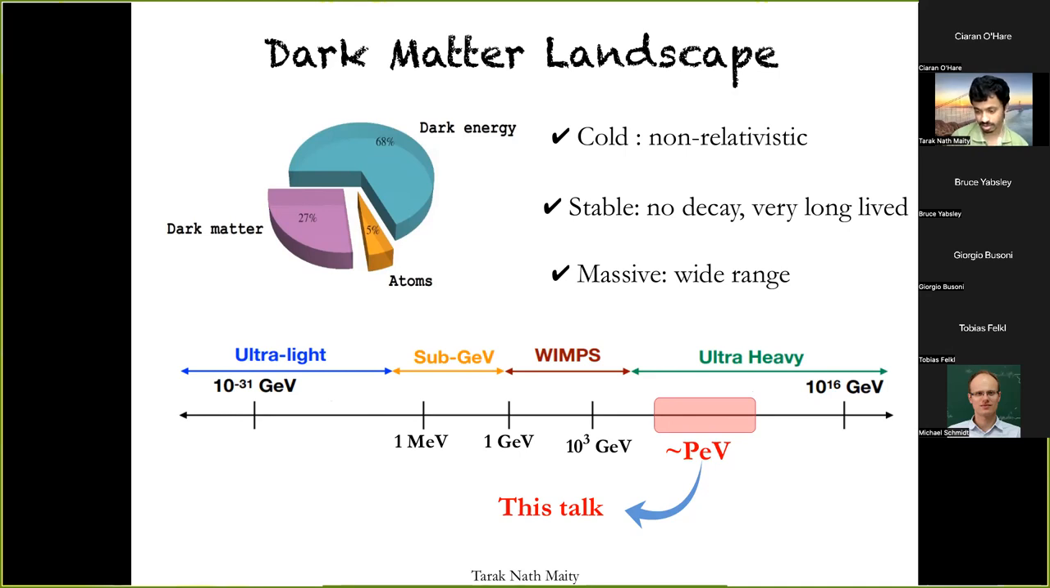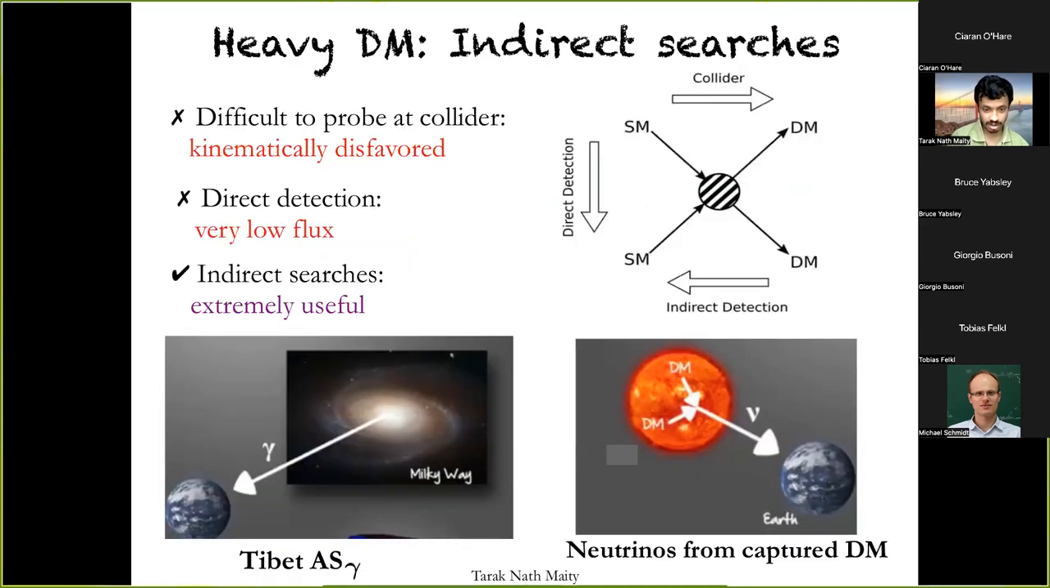And there is a large class of models in the literature, particle physics models, which actually predict such heavy dark matter. So the assumption is dark matter is in the TeV or PeV scale, and it is talking to the standard model in some way or other. So we are going to see how to probe such heavy dark matter.